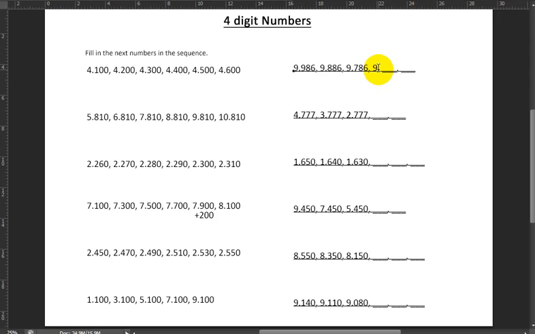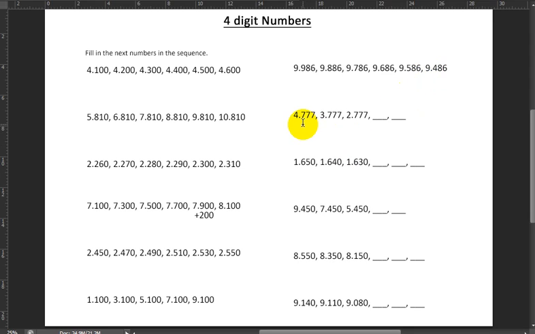So I'm going to have 9,686. Goes one more down, it's going to become a 5. So 9,586. One more down, it becomes a 4, so 9,486.